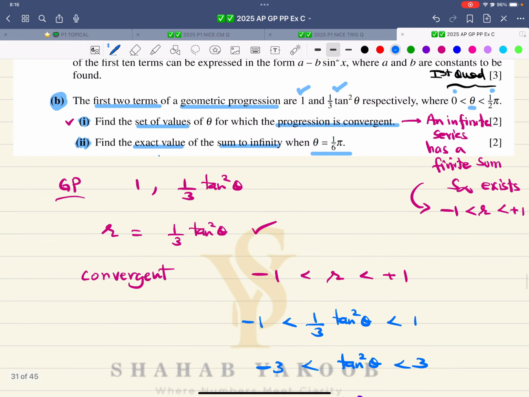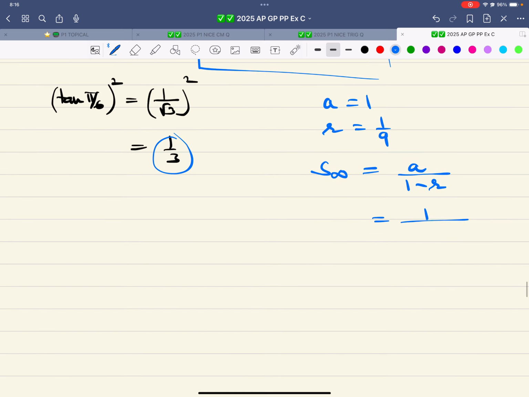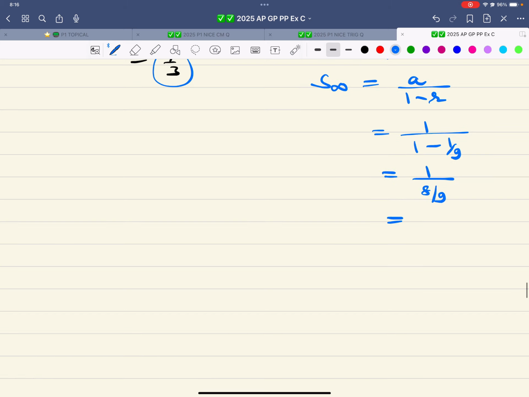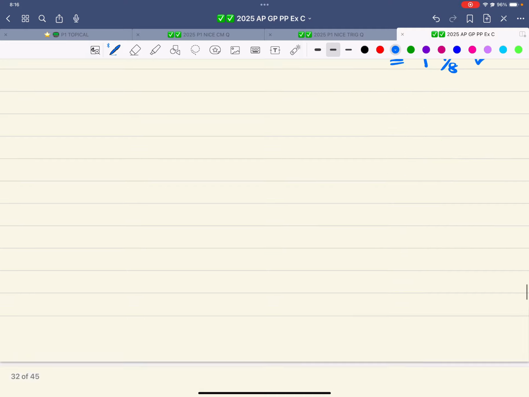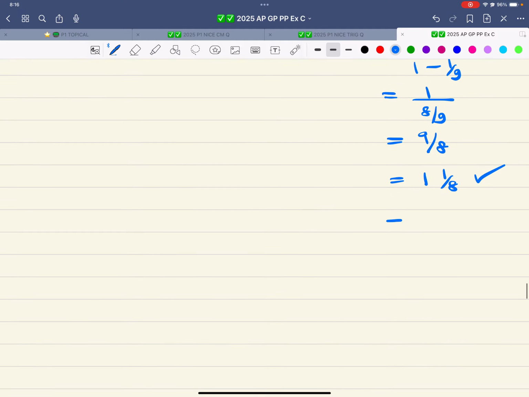Find the exact value. Sum to infinity is a over 1 minus r. That is 1 over 1 minus 1 over 9, that is 1 over 8 over 9. Flip it. That is 9 over 8. Or it can be written as 1 whole 1 over 8. That is the answer. That is 9 over 8, or 1 whole 1 over 8. Or it can be written as 1.125, because that is an exact decimal.